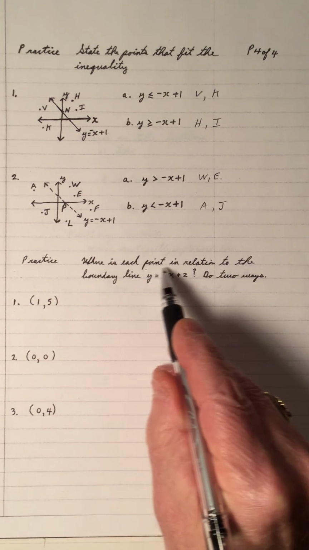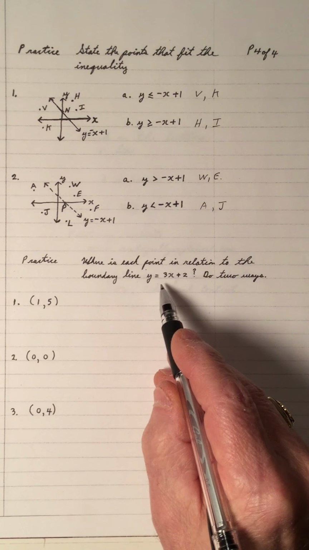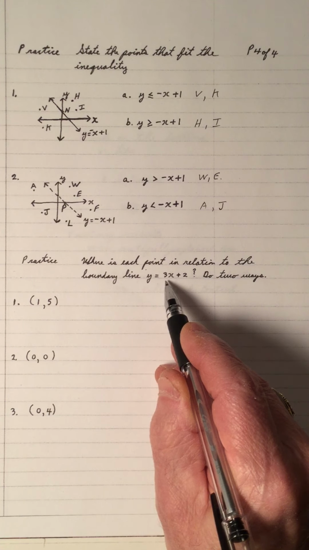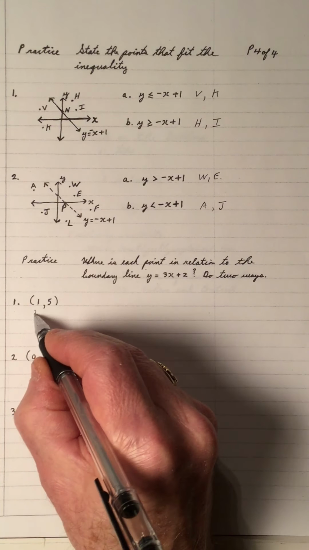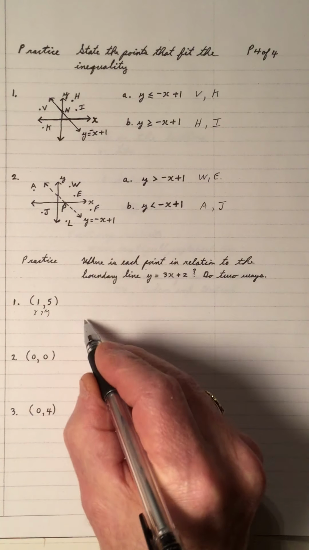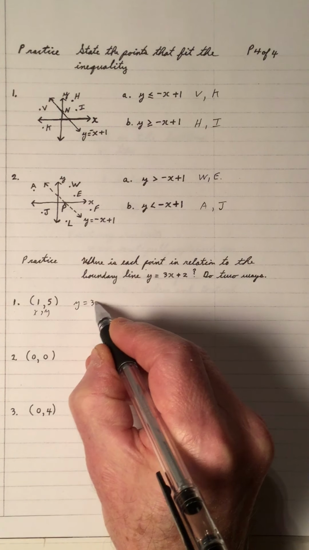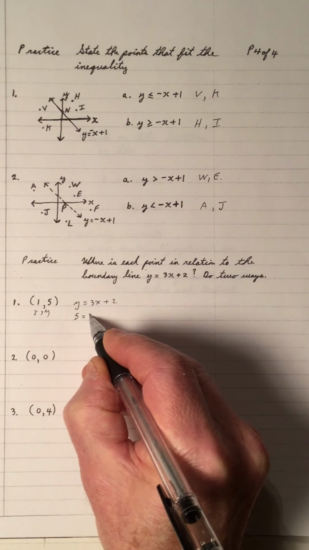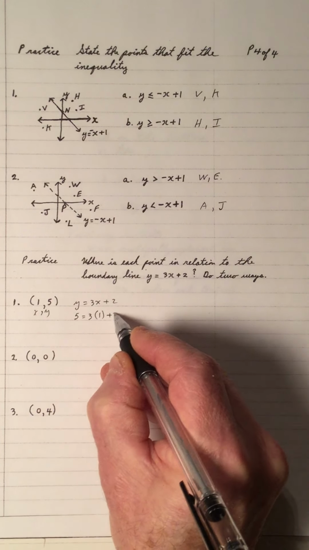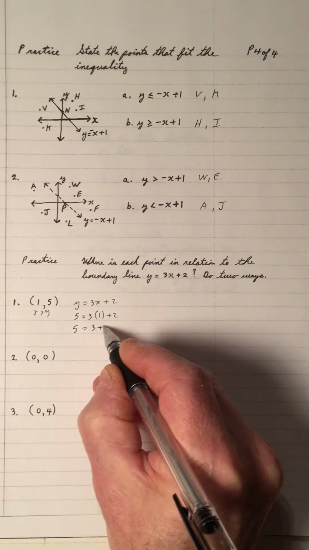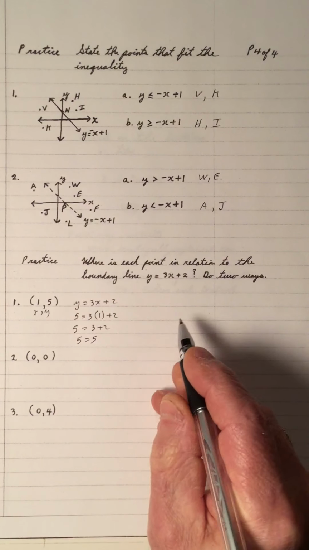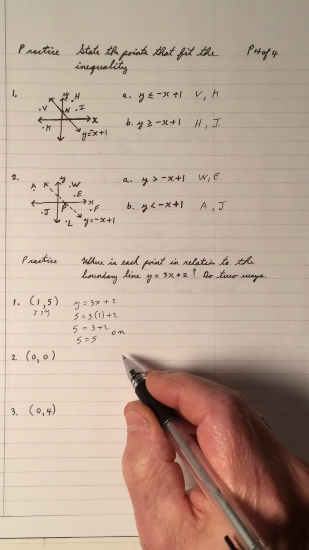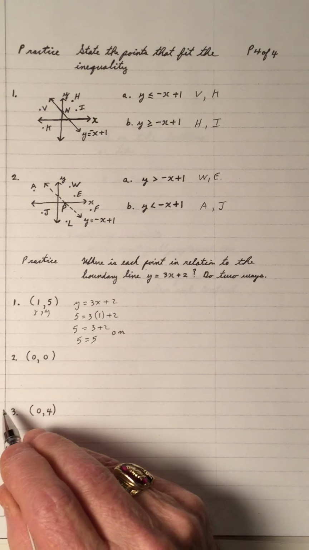Practice. Where is each point in relation to the boundary line? If you had a boundary line of y is less than 3x plus 2, well, let's take x and y. So let's take the boundary line y equals 3x plus 2. Y is 5. X is 1. 5 equals 3 plus 2. 5 equals 5. Because 5 equals 5, where is this point? This point is on the boundary line because it's 5 equals 5.